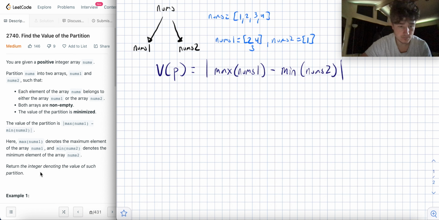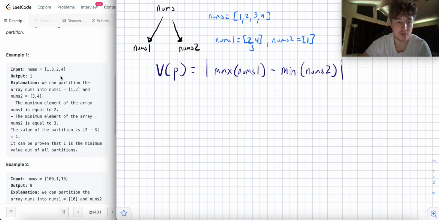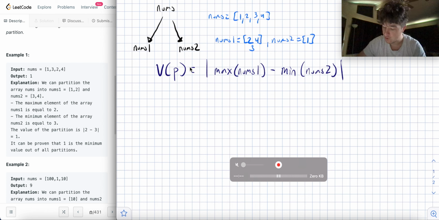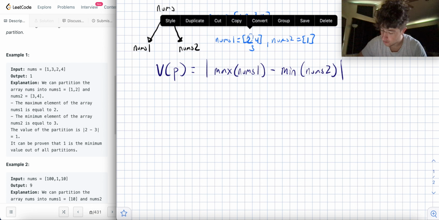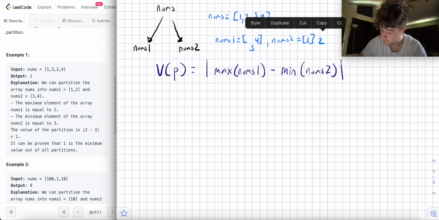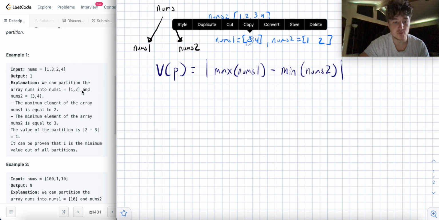Okay, so all right, we have 1, 3, 2, 4. I didn't even know that was the example, but okay. So we have example nums equals 1, 3, 2, 4. We can partition the array nums into nums1 equals 1, 2. So you move 1 and 2 over here, right, in this example. And then you have 3, 4 over here. And then the max of nums1 is 2. And the min of nums2 is 3. So 2 minus 3, negative 1. Absolute value is 1.